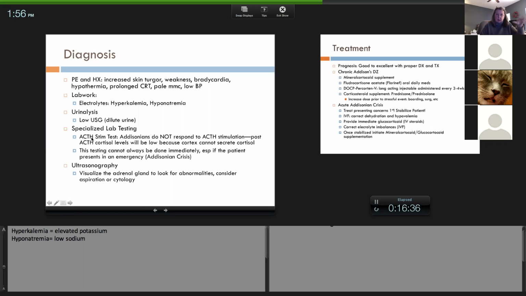I haven't written it out because in the previous slides I wrote how to do this test, but you can do an ACTH stim test, because if the animal is Addisonian, it's not going to respond to the ACTH stimulation, right? Because if you stimulate, the cortex isn't secreting the hormones. So when you stimulate it, you're not going to see a normal response. So your cortisol levels are going to be low when you do this test.